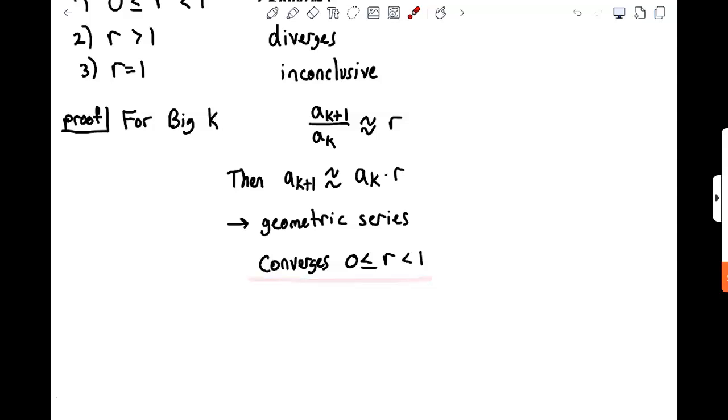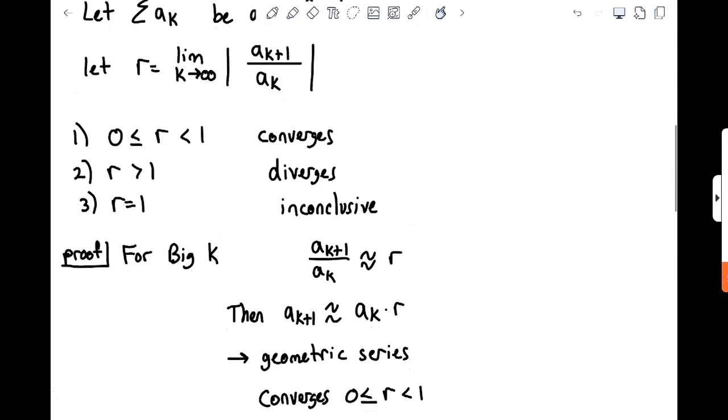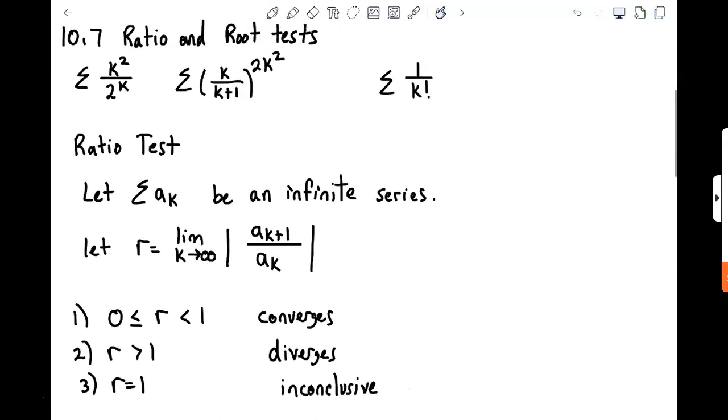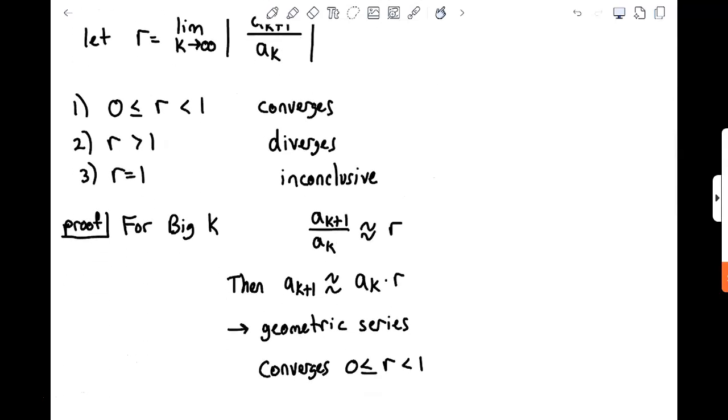Okay? So that is known as the ratio test. And it's a very strong way to check convergence on a lot of series that are very difficult to integrate. It turns out the ratio test is pretty good for a lot of them.